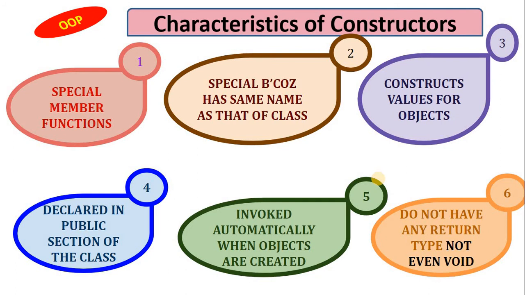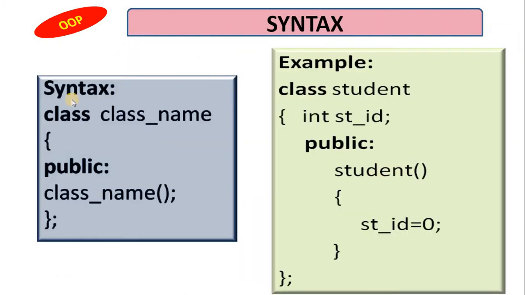So you do not write any return type, you just write the name of the constructor, which has the same name as that of the class. If you have a class name, inside the public section you write the class name followed by parentheses, and that is known as the constructor. If you observe, the class Student is created with a data member studentID. You are initializing studentID to 0 in a function known as a constructor, as it has the same name as the class Student.